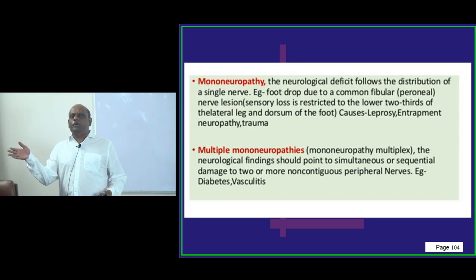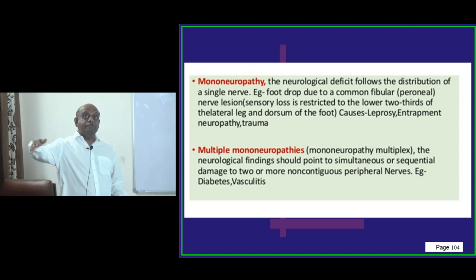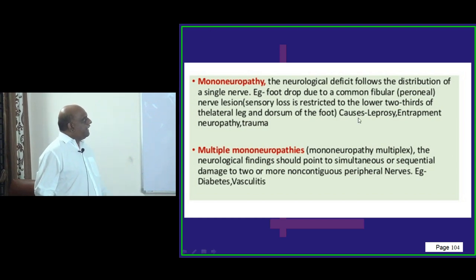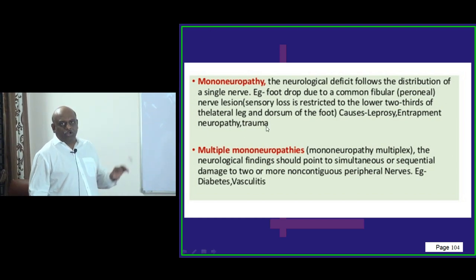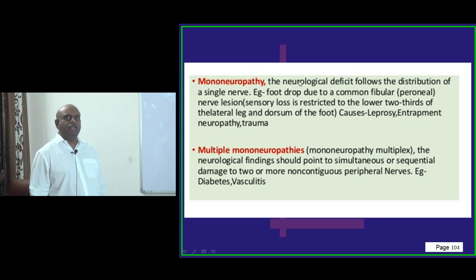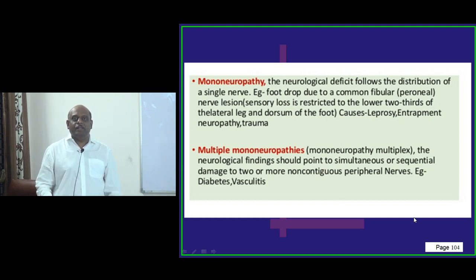Then mononeuropathies and mononeuropathy multiplex. Where does it occur? In leprosy or entrapment neuropathy or trauma, a single nerve is affected, like ulnar neuropathy in leprosy, posterior auricular nerve neuropathy in leprosy. That is mononeuropathy. But in multiplex, non-contiguous peripheral nerves are affected.